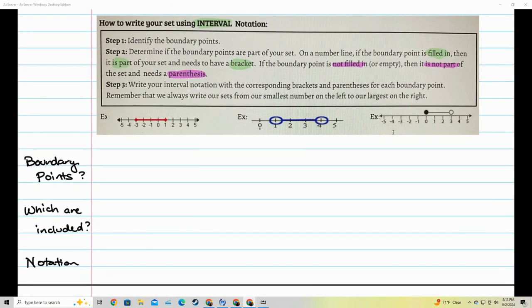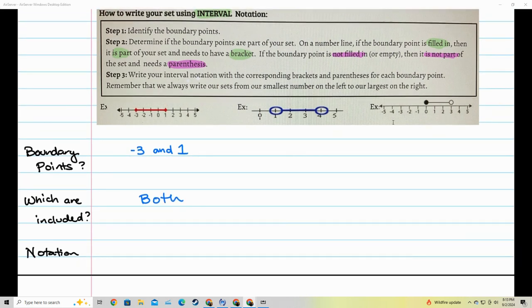Okay, so let's see. I want the set of all x's from -3 to 1. What are my boundary points? Well, just like last time, my boundary points for this example are -3 and 1. Which ones are included? Well, notice that both of them are shaded in, so I get to say that they're both included.